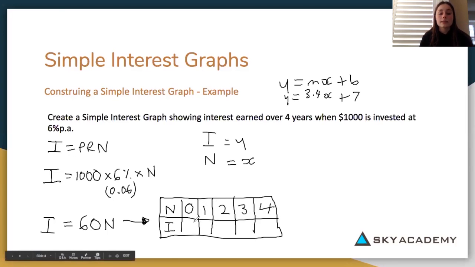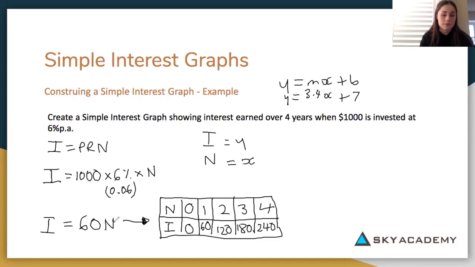So now we can sub our n values into our equation. So 60 times 0 is going to give us 0, sorry. 60 times 1 will give us 60. 60 times 2, 120. 60 times 3, 180. And then 240 for 60 times 4.